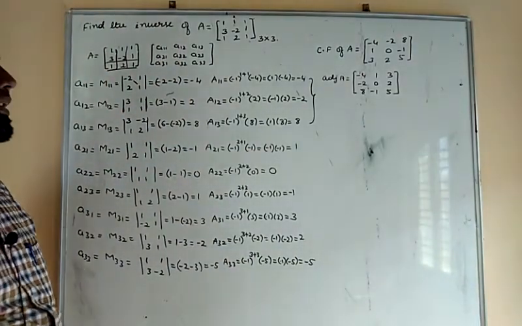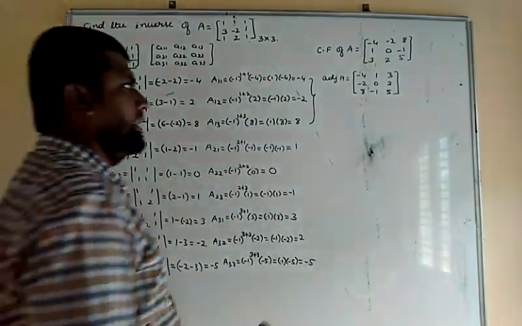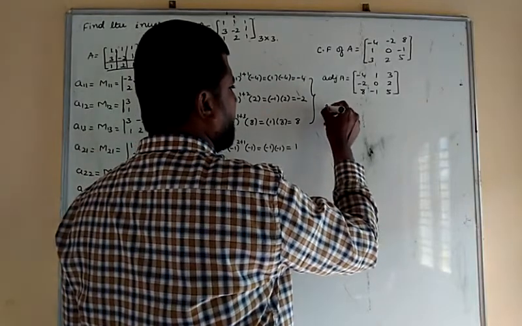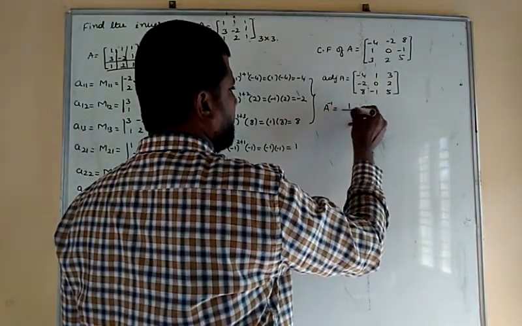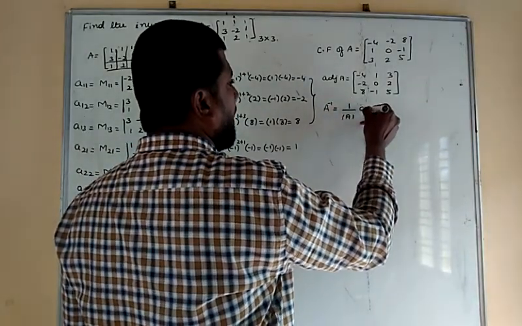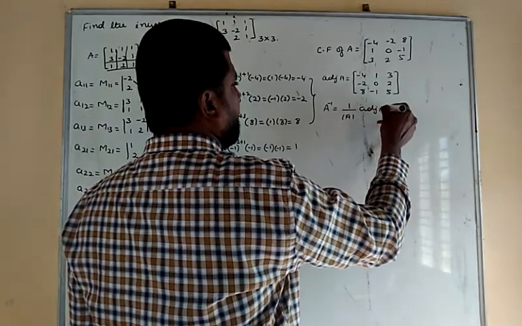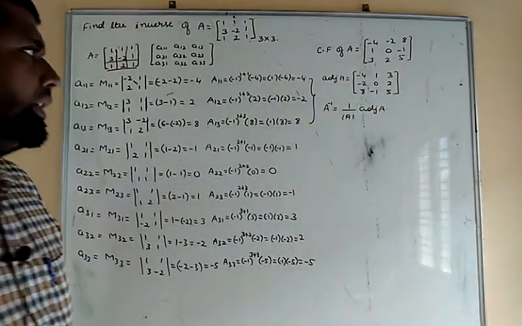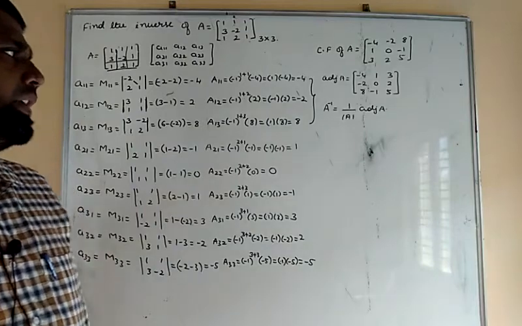Now let us write the formula for the inverse. What is the formula for the inverse? A inverse is equal to 1 by determinant A into adjoint of A. This is the formula. In this formula, we have found the adjoint. Now we have to find the determinant value.